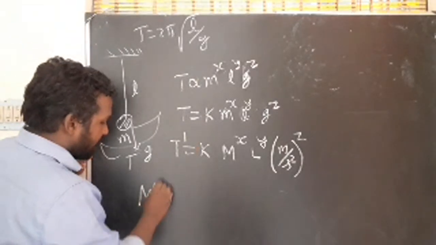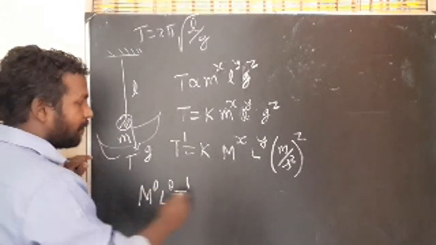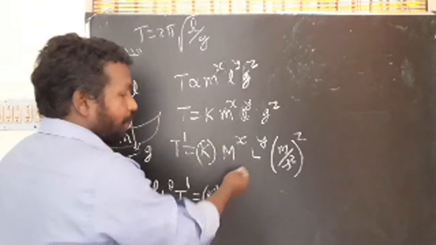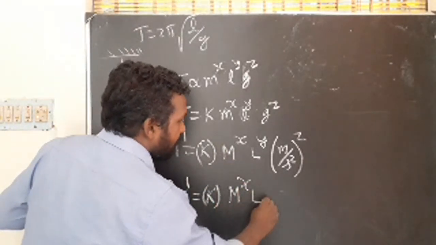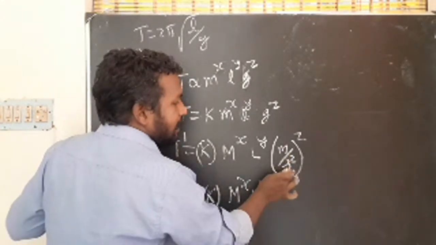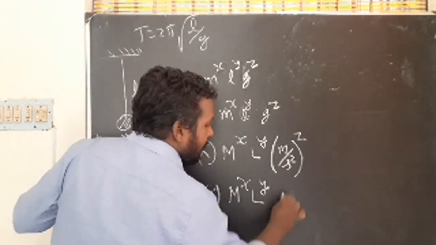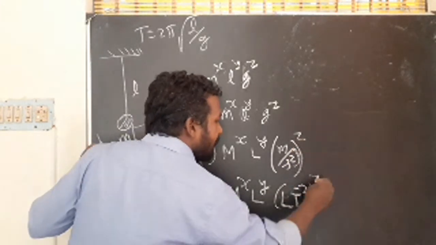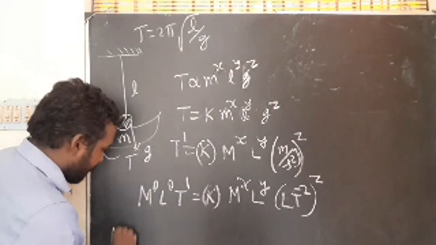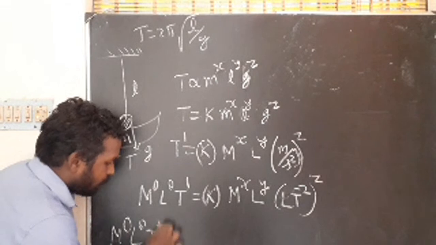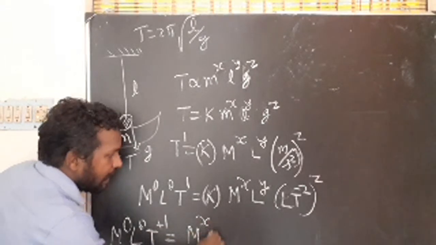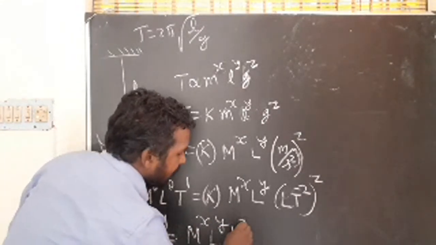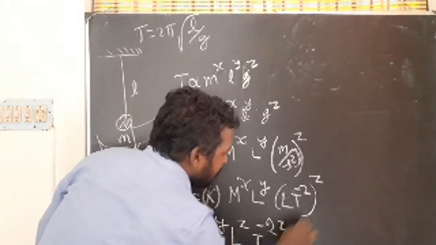Okay, mass power 0, length power 0, time power 1, left hand side. Right hand side, K is the constant. Constant is going to be 1, 2 pi. So M power X, L power Y. So this is L, this is T. So L T minus 2. From denominator if you take it as numerator, minus 2, the power will be Z. So this side M power 0, L power 0, T power plus 1. This side will be M power X, L power Y. Here K will be there. So L power Z, T power minus 2Z, because I am bringing it inside.